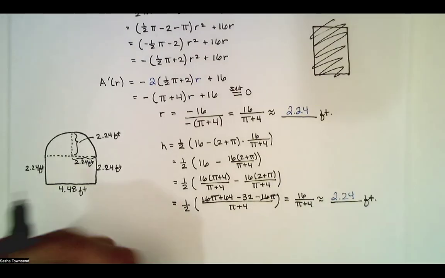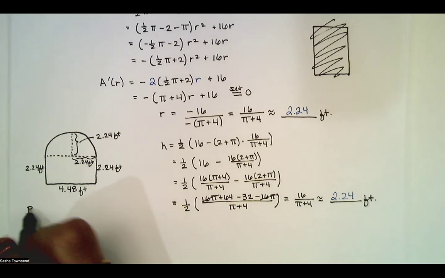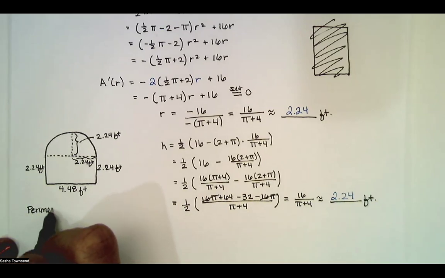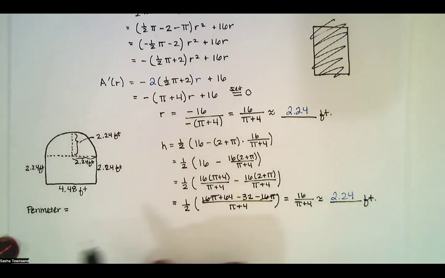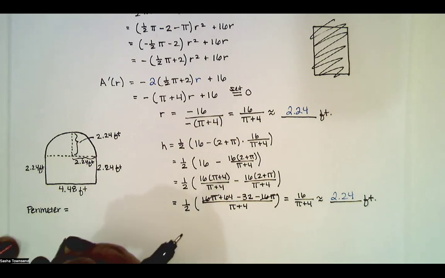Now, if you want to check, remember our perimeter is supposed to be 16 feet. So the perimeter of the semicircular part is just 1/2 of the circumference.